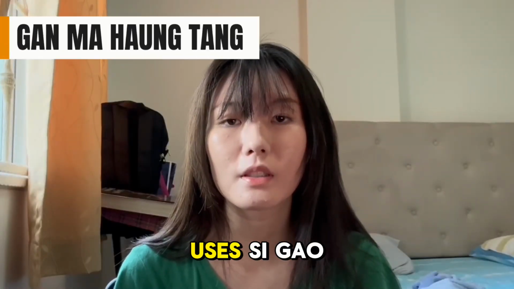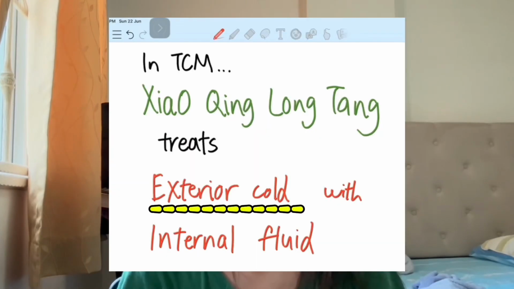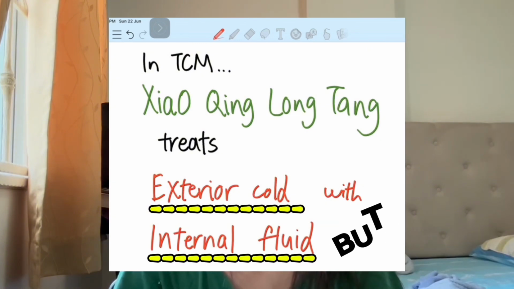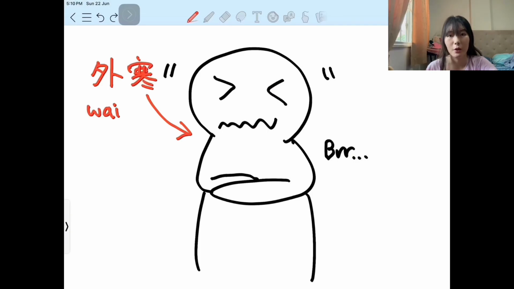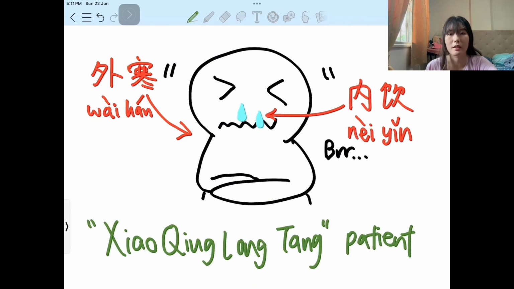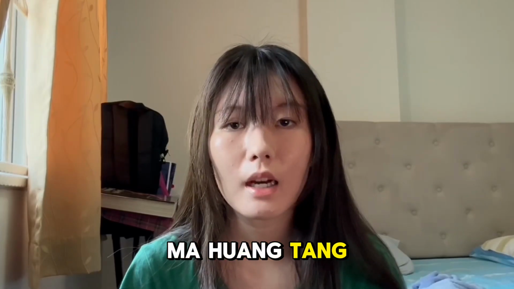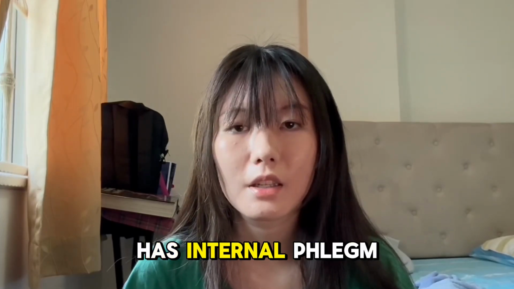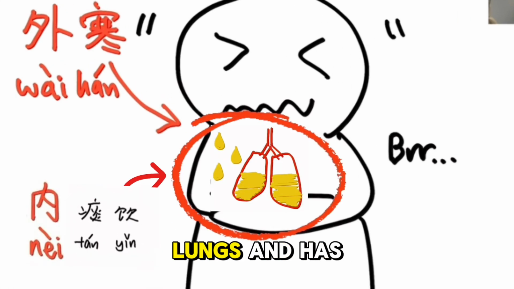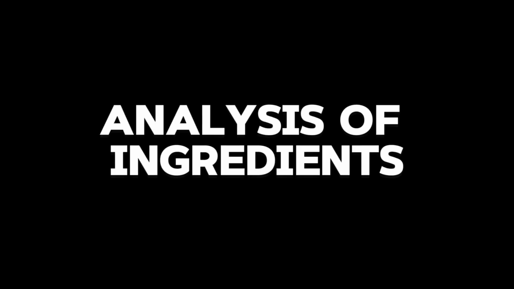The person who uses Ma Huang Tang also suffers from 外寒内饮. There is also exterior cold and internal fluids, but the Ma Huang Tang person expresses this very differently. The Xiao Qing Long Tang person's 外寒内饮 shows up as catching a cold and dripping clear fluid from the nose, but the Ma Huang Tang person's 外寒内饮 is not about sneezing or having a drippy nose. Instead, this person has internal phlegm fluids lodged in the lungs and has difficulty breathing.